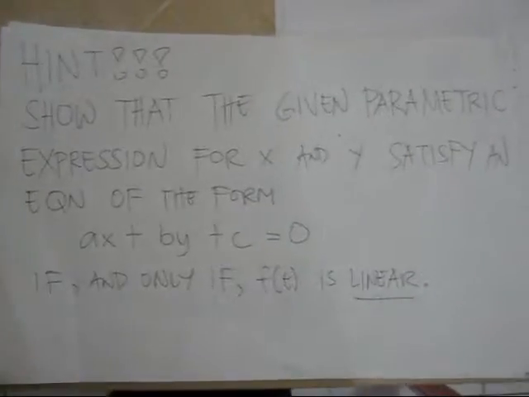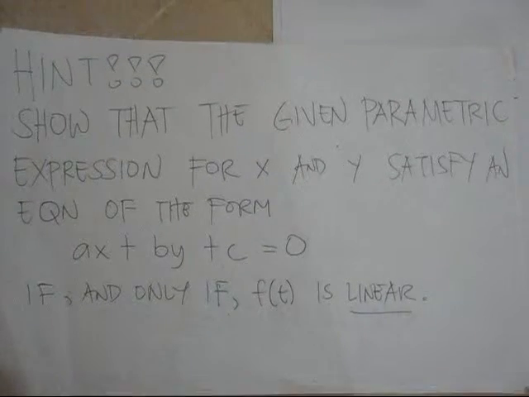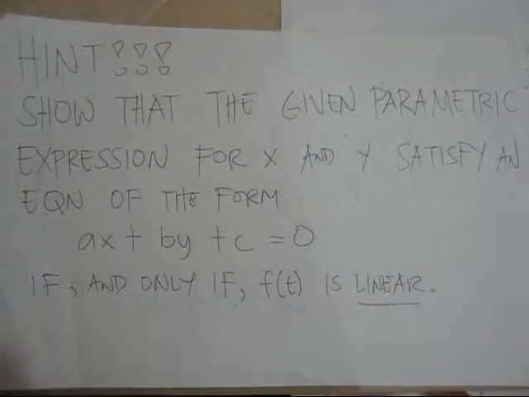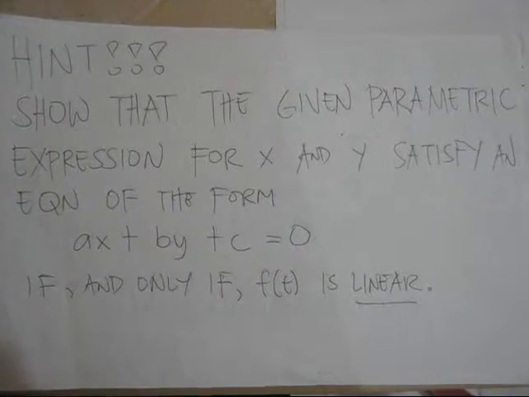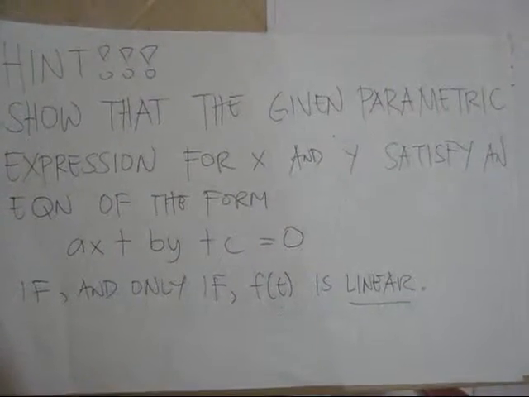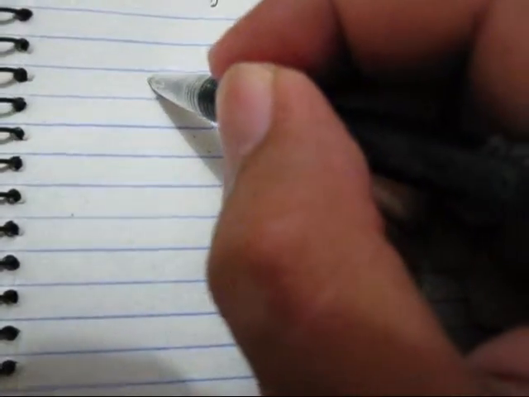And we have a hint that states: show that the given parametric expressions for x and y satisfy an equation of the form ax + by + c = 0 if and only if f(t) is linear. So this is how you solve the problem.